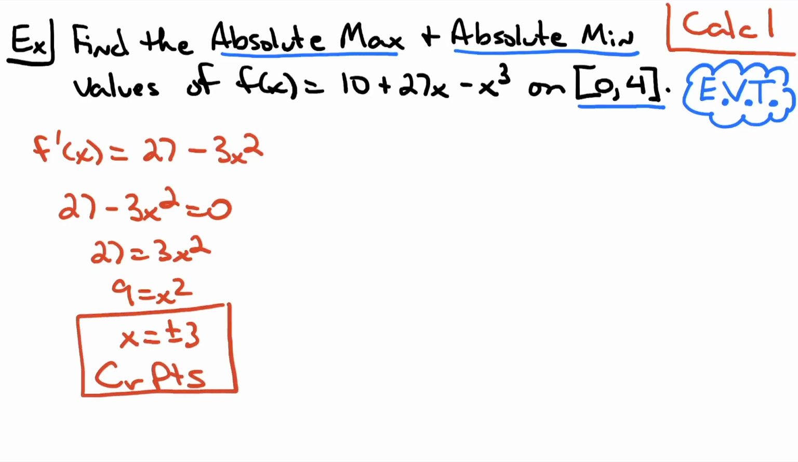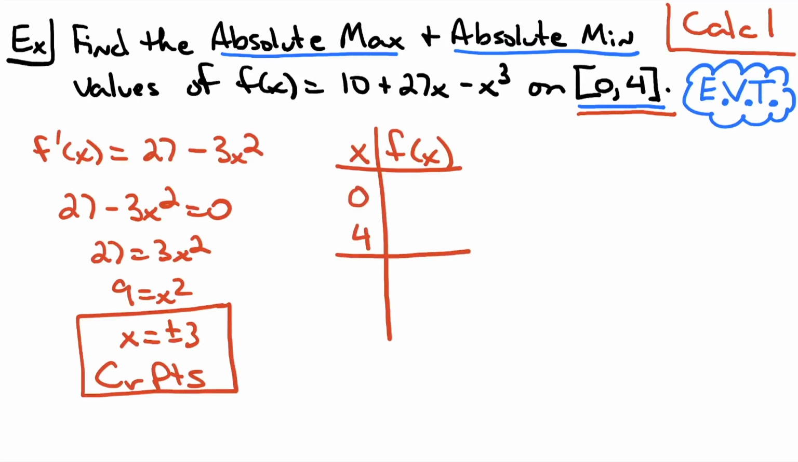Now, the extreme value theorem says that our absolute max and absolute min are either going to be located at these critical points or at the endpoints of the interval. So as a second step, I just need to test all my candidates. The AP test generally calls this the candidate test. So I am going to plug in my 0 and 4 because those are my endpoints. Let's note that. Those are the endpoints.